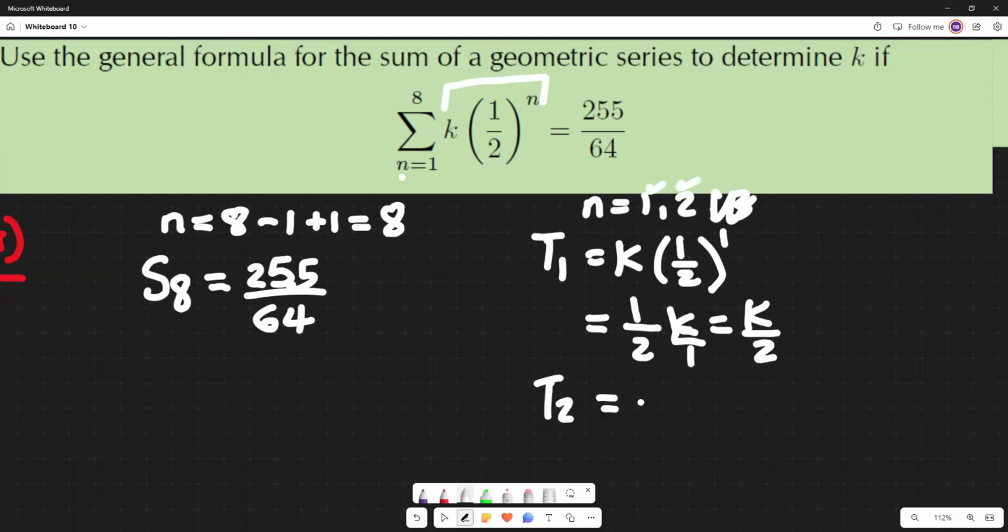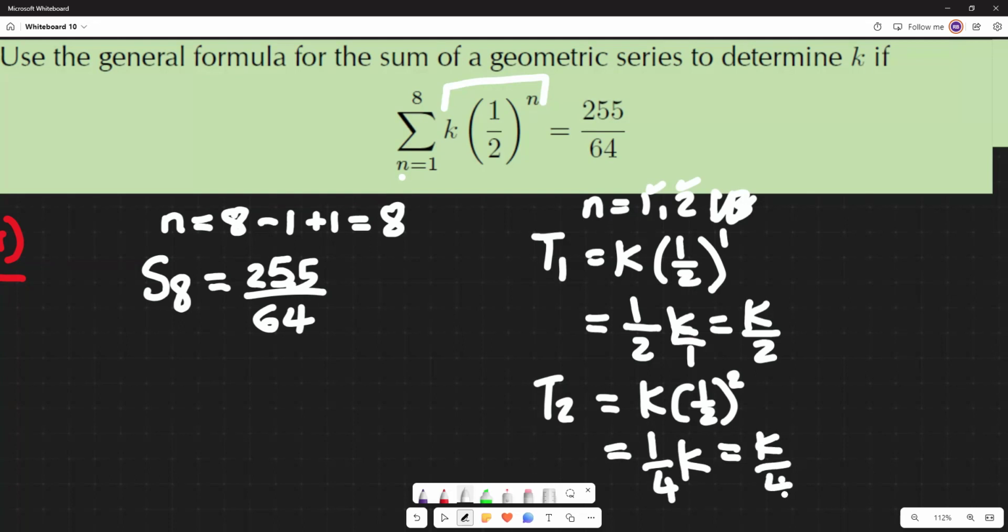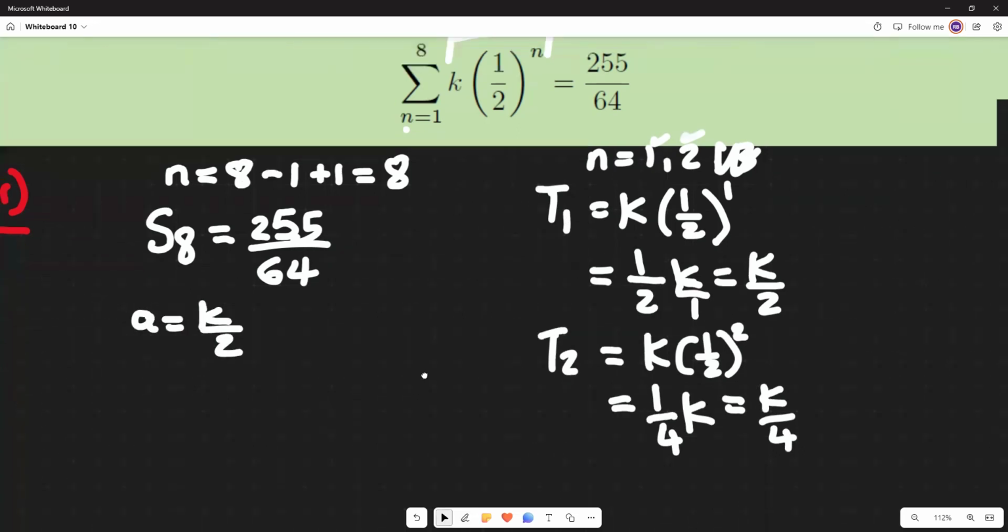T2 will be k half, we substitute 2 now on n. Then that will give us 1 over 4 with a k here, which is basically k over 4. And then the first 2 terms will help us to get a. This is our a, the first term. It's k over 2. Then let's now get r.